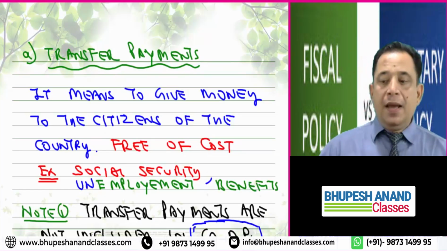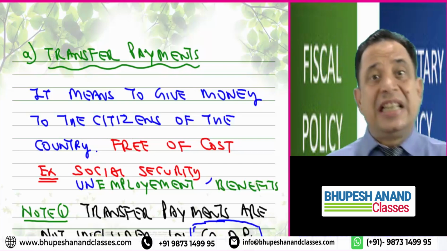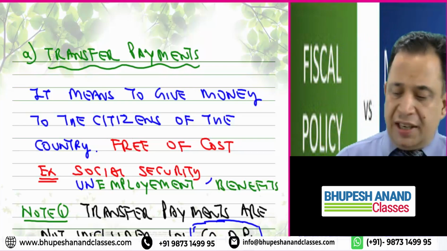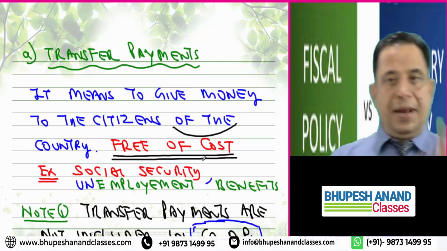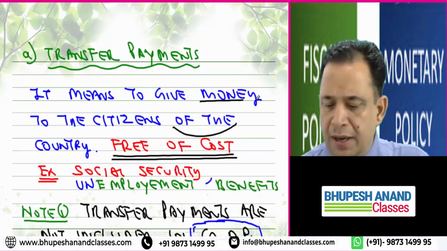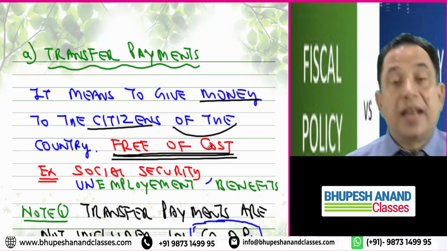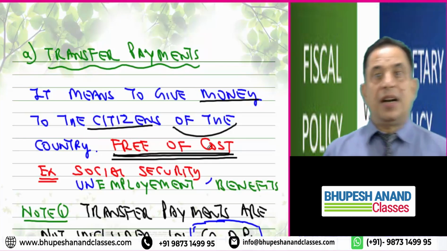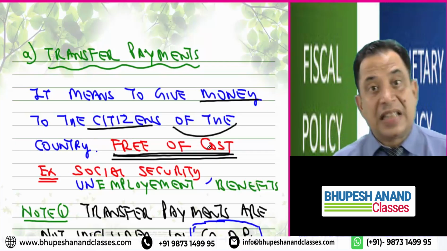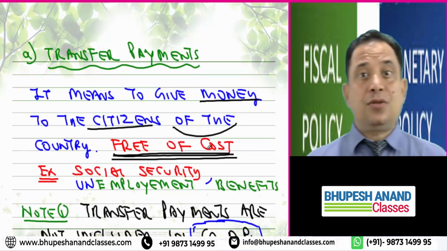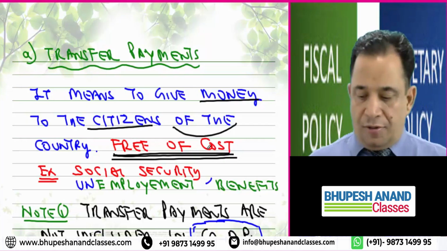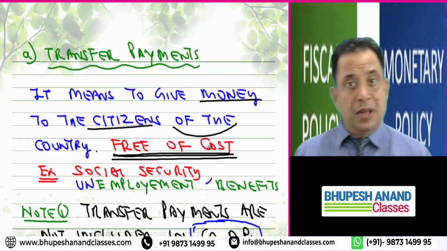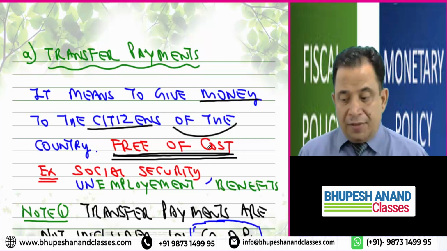So the first point: it means to give money to the citizens of the country free of cost. That is named transfer payments. It means to give the citizens money free of cost in terms of, for example, social security schemes, unemployment benefits, etc.